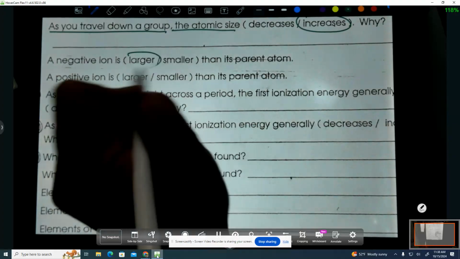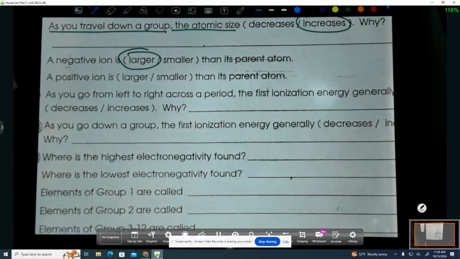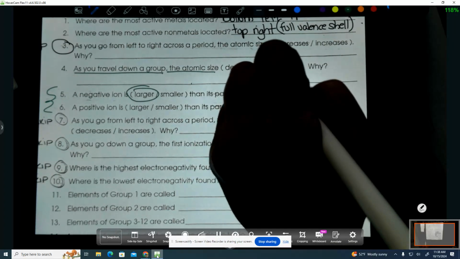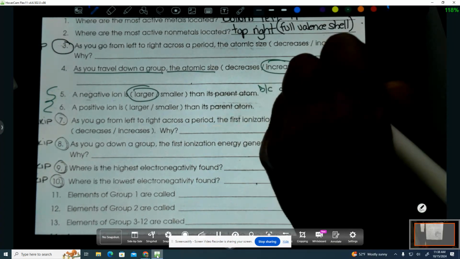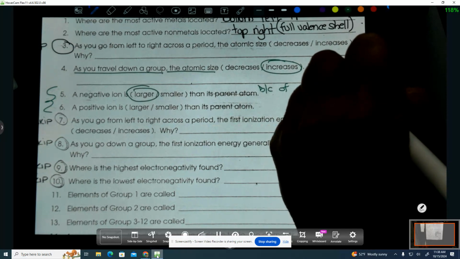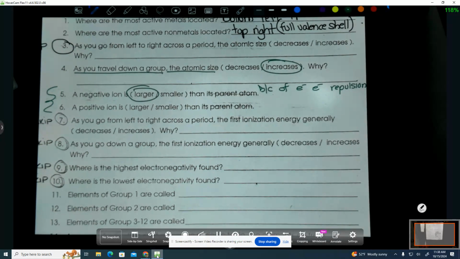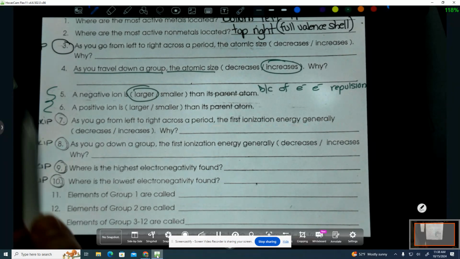So if I go back to the question, it says a negative ion is larger than its parent atom, and we're going to write next to it because of electron repulsion. Now, electron repulsion is just a fancy way of saying you've got 2 electrons, they're both negative, they're going to push away from each other, they're going to try to get as far away from each other as possible, so therefore it's going to just go pop, just a little tiny itty-bitty bit. Okay, that takes care of 5.